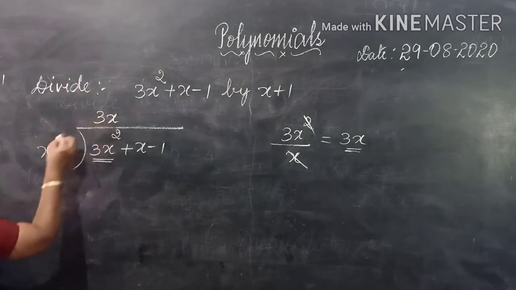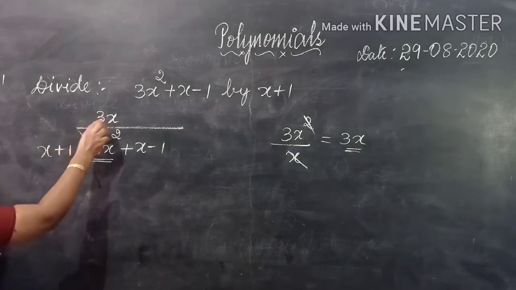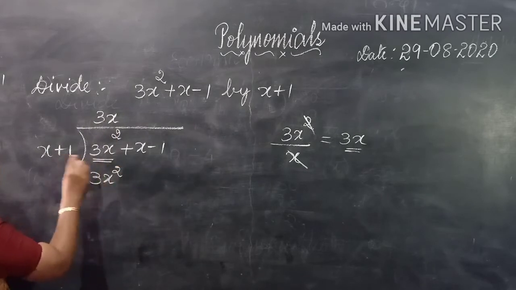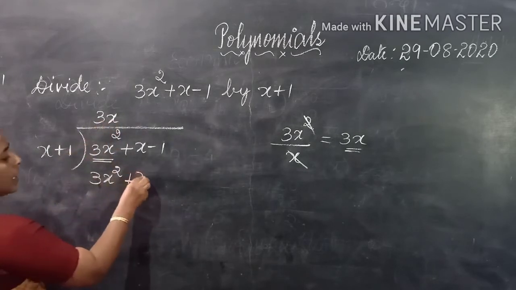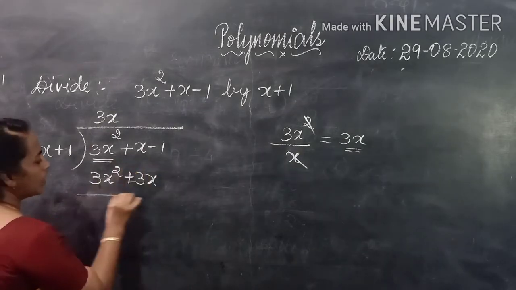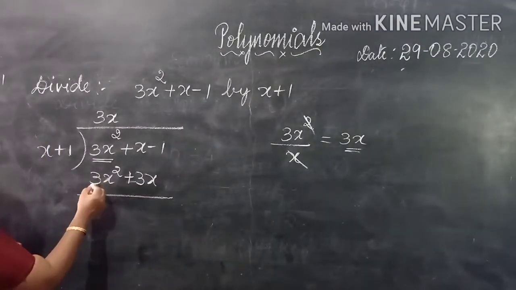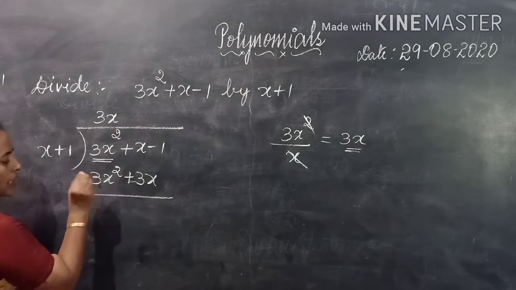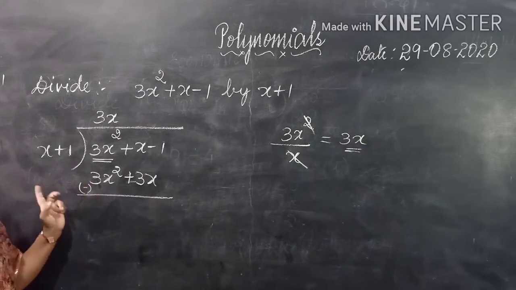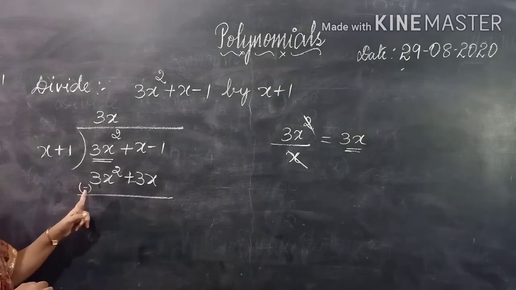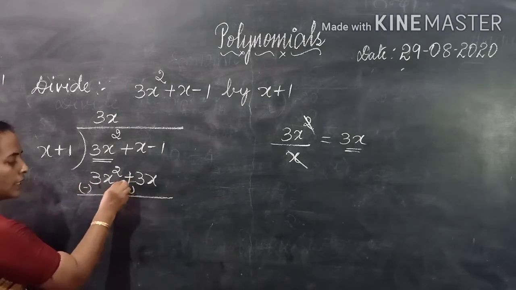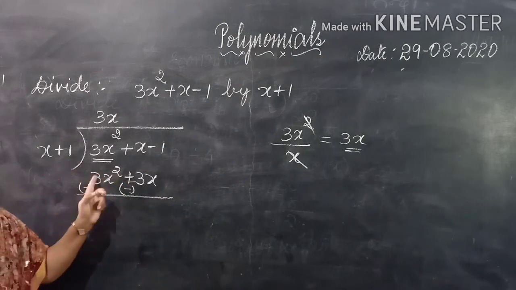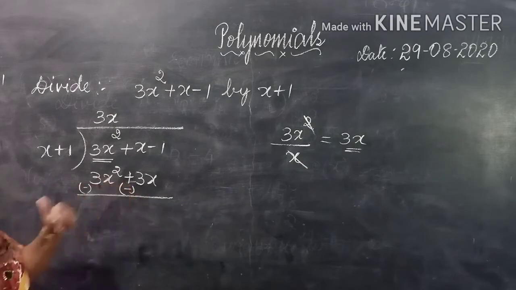Now you should multiply these two terms by 3x. Multiply the first term by 3x. 3x into x, you will get 3x square, plus 3x into 1, 3x. Now you should subtract. While subtracting, you should change the sign of the second polynomial. Your plus is there; when you change it, because while subtracting you have to multiply by minus, plus into minus you get minus, minus into plus, minus. So the sign of the second polynomial will be changed.